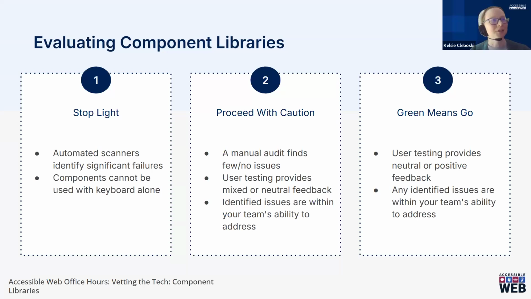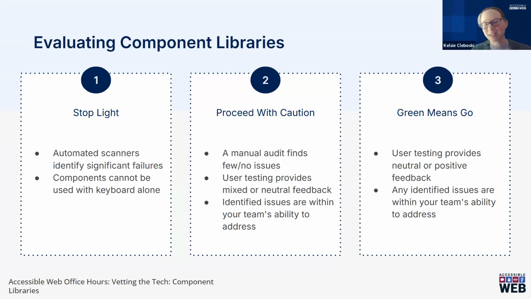Our second set of tests, where if it's doing well here, we can maybe proceed with caution, are some signs that it's more likely to be a good accessibility partner. That is if you conduct a manual audit or manual testing and you find few or no issues, or user testing provides mixed or neutral feedback about the component library. And within either of those two testing categories, if the issues that are identified, whether through your manual audit or through user feedback, are within your team's ability to address, whether it's in your technical capability or there are settings within the component library where those issues can be addressed, then that may still be a reasonable component library to work with.